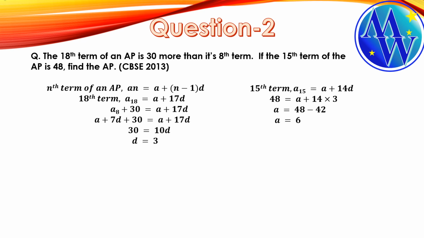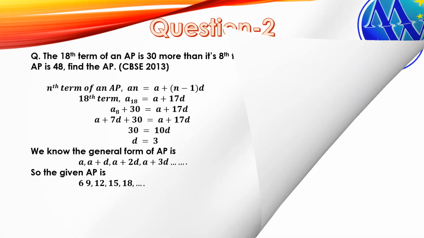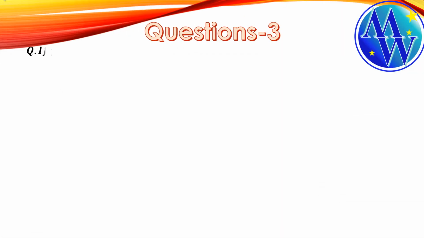Now a and d are known, so we can find the AP. The general form of the AP is, we know already, a, a plus d, a plus 2d, a plus 3d, etc. right? So the given AP is 6, 6 plus 3 is 9, then plus 3, 12, 15, 18, etc. This is the given AP. Another question. Okay?